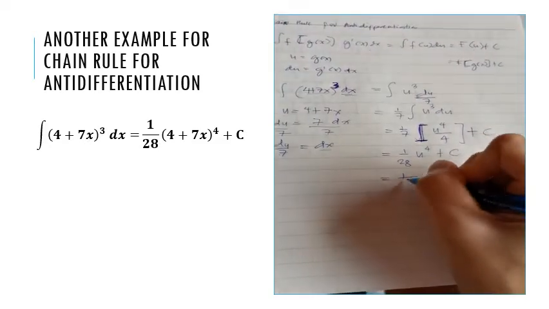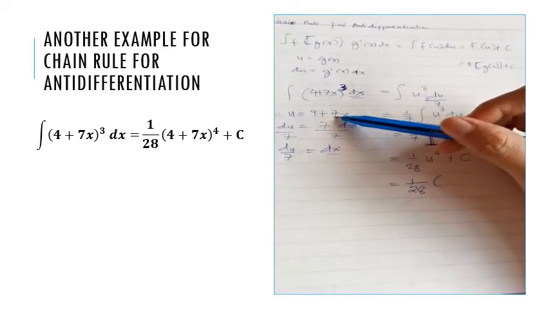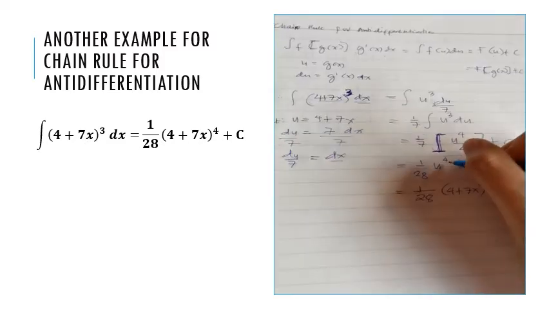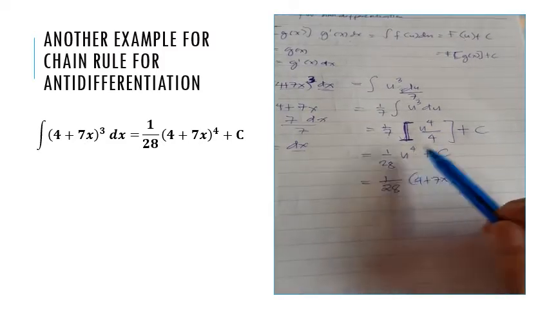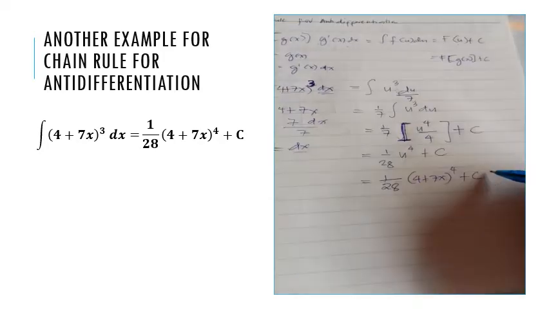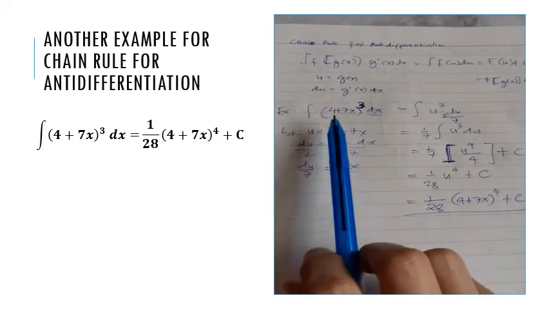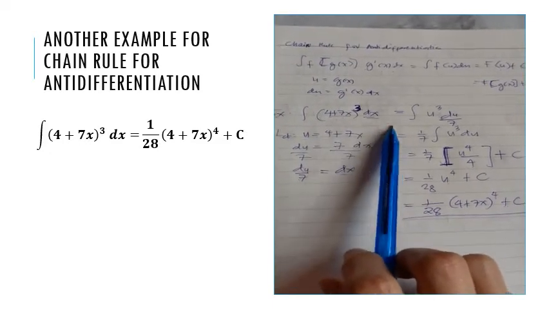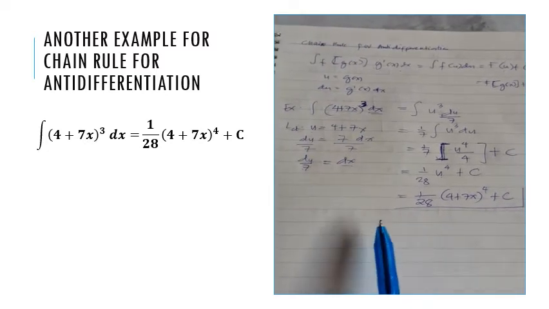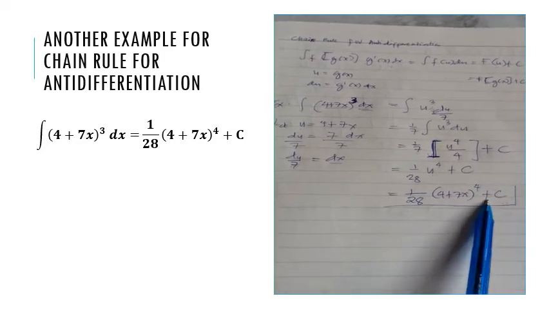So, magiging 1 over 28. Si u is i-replace natin by 4 plus 7x. Ang exponent natin dito class is 4. So, we have 4 plus the constant c. So, therefore, the integral of 4 plus 7x quantity cube dx is equal to 1 over 28 times 4 plus 7x quantity 4 plus c.